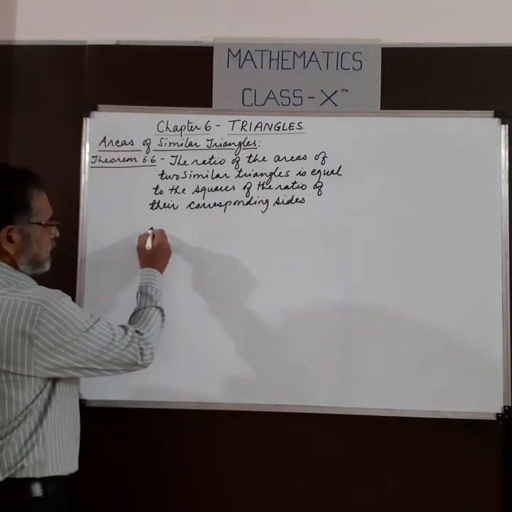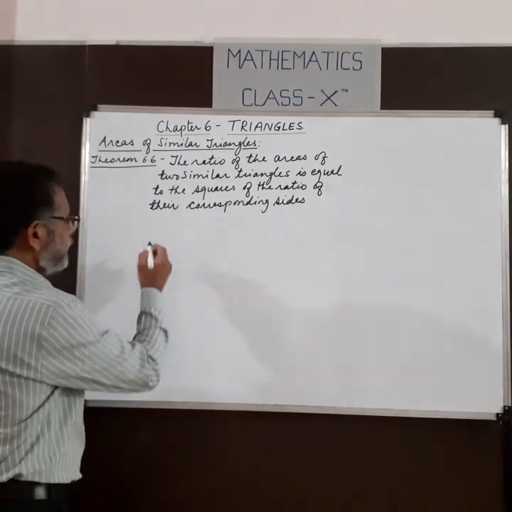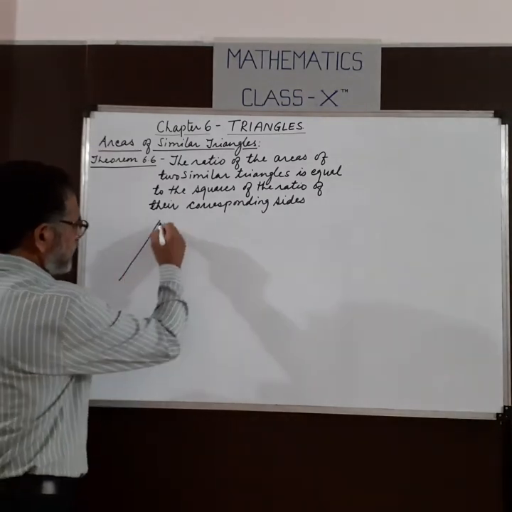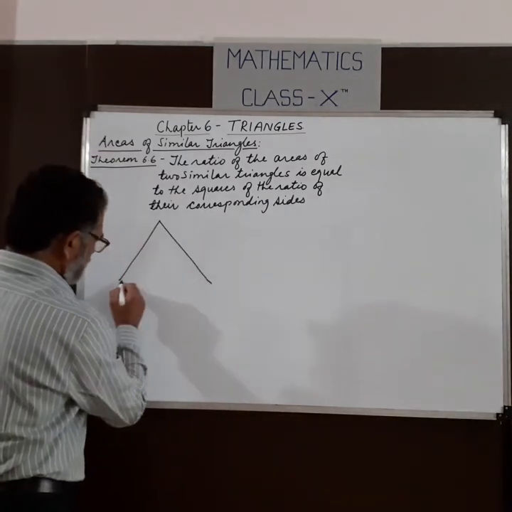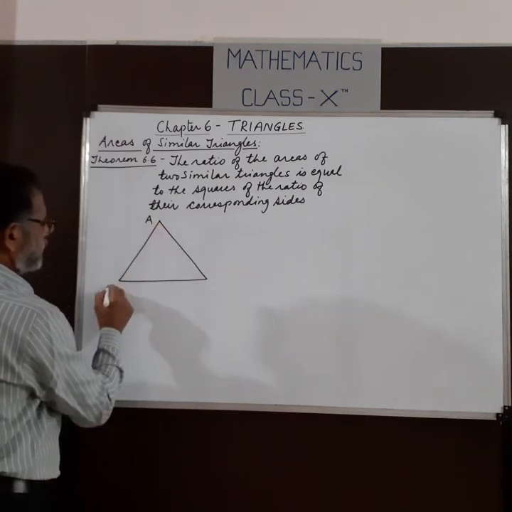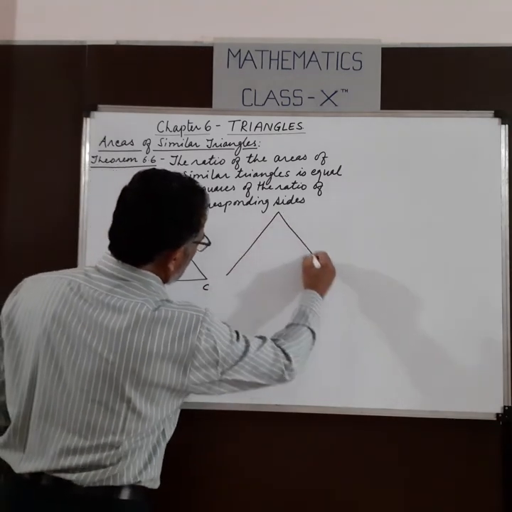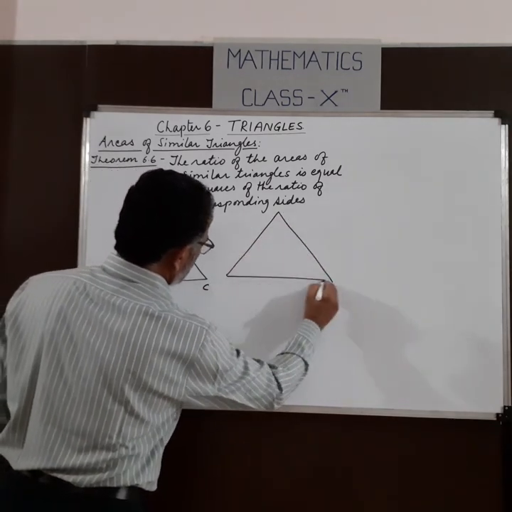Now let us see how we prove this. The proof is also in your syllabus. So here we take two similar triangles. Suppose triangle ABC and there is another triangle PQR.